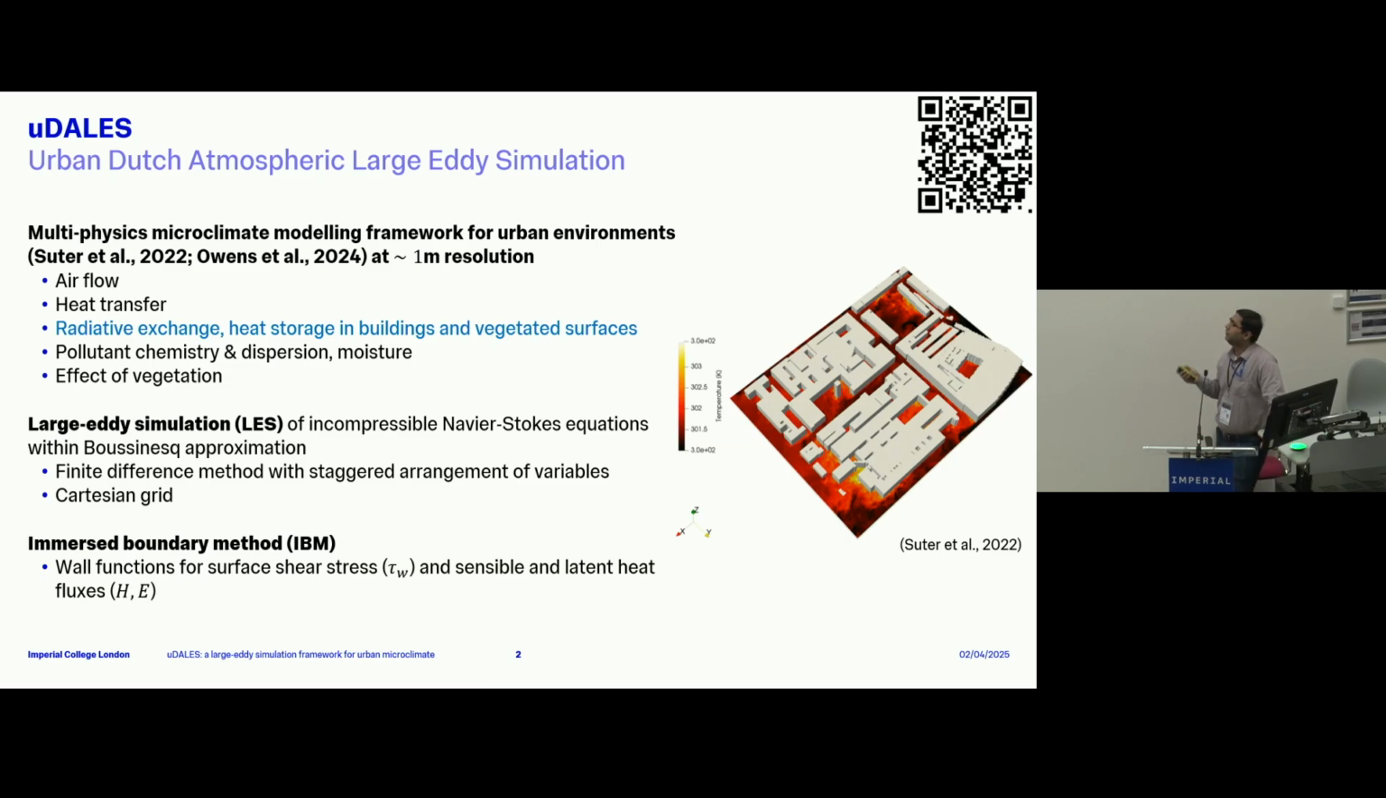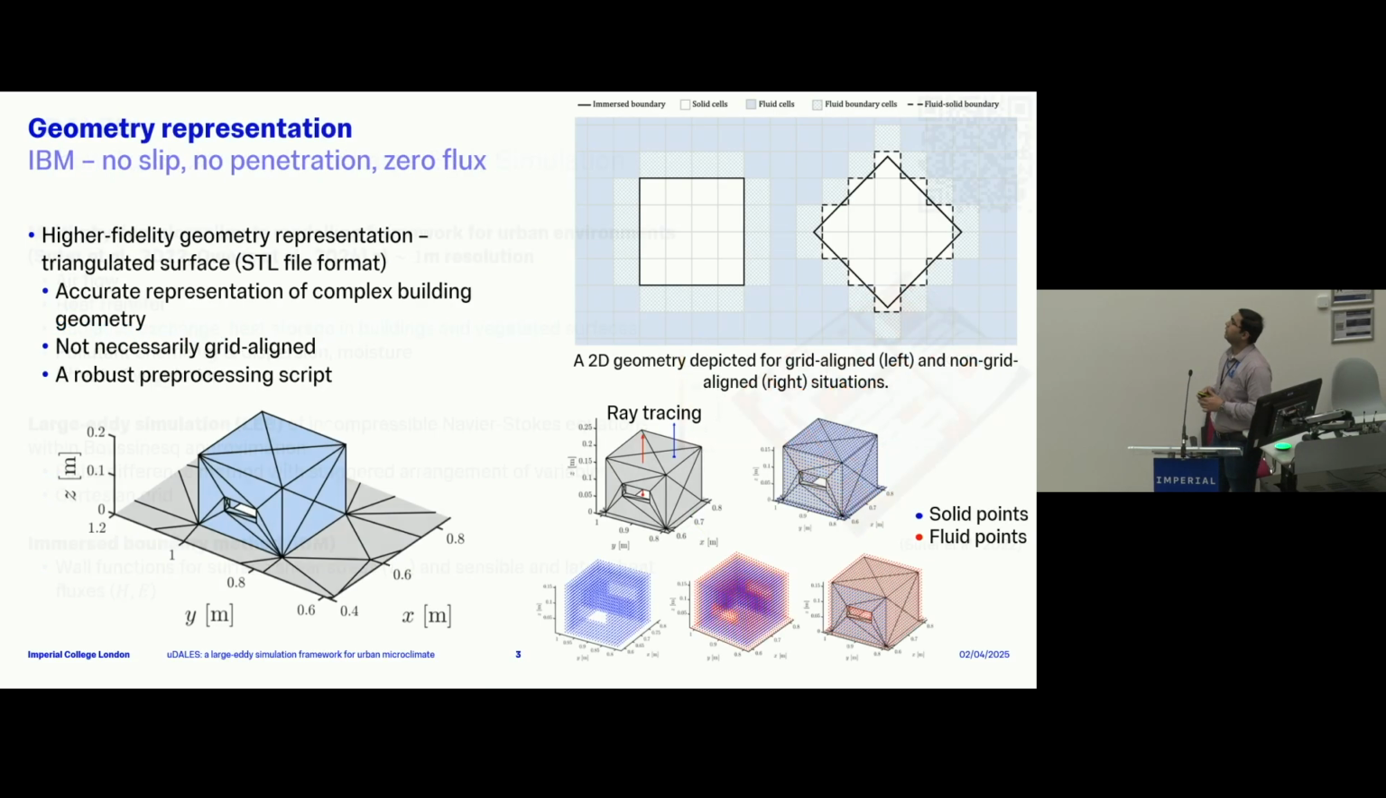So uDALES basically performs the large-eddy simulation of the incompressible Navier-Stokes equations within the Boussinesq approximation, where the flow equations are discretized using the central difference scheme on a Cartesian grid, and the variables are arranged in a staggered manner. The presence of solid buildings in our fluid simulation is modeled using the immersed boundary method. So let's see how we do this.